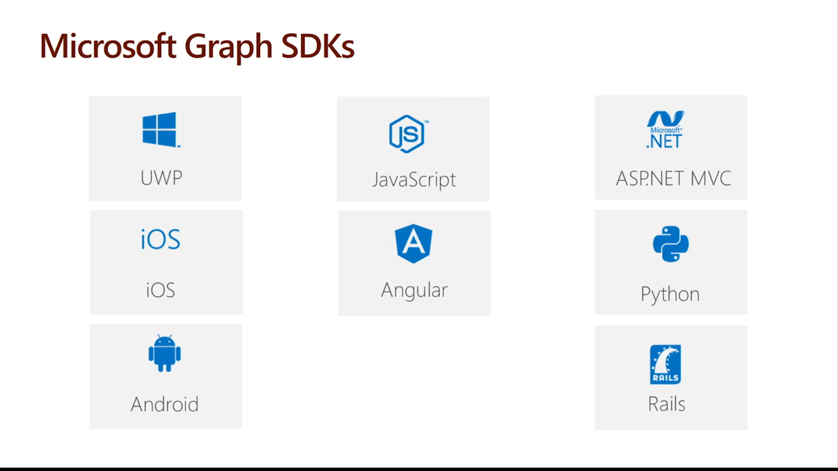But we also have a number of SDKs. And these SDKs can make the process even easier whether you're working with mobile applications on Universal Windows, on iOS, or on Android, whether you're building JavaScript applications, or whether you're building a service and using ASP.NET MVC, or Python, or Rails. There's a number of different SDKs that are available. So definitely you're going to want to check them out and start working with them.